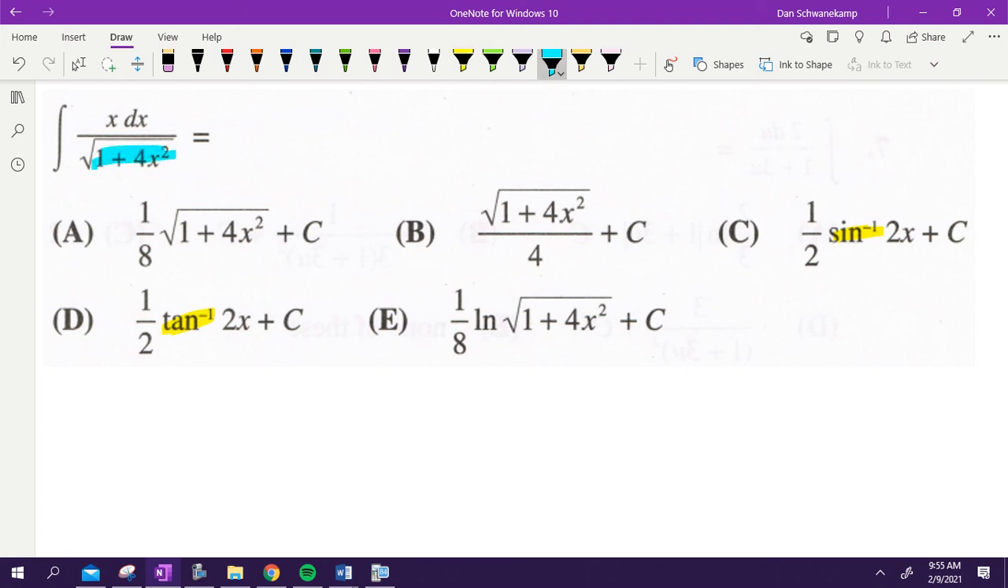1 plus 4x squared. What would the derivative be? 8x. Would the x's cancel then if it were 8x? Yes, so we can do u-sub here. What would it look like on this problem if it were like arc sine or arc tangent? What would be on top? No variable, a constant, a 1, a number.